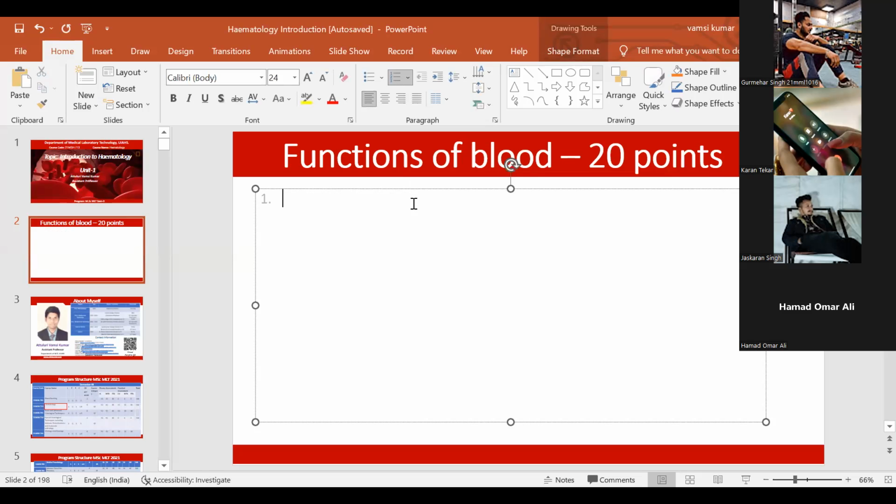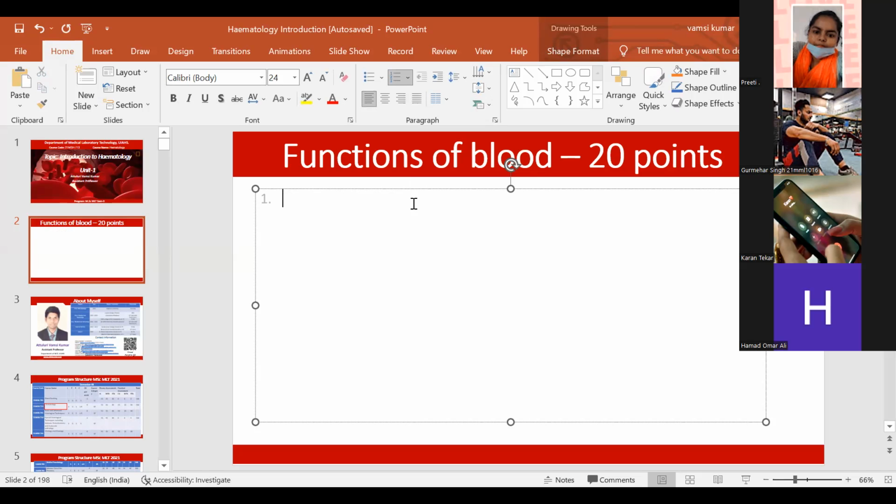So can you tell me some functions of blood, students? I need at least 20 points. So crank it up, everyone, it should be a brainstorm. What are the basic functions of blood? First one is very simple, to carry oxygen from lungs to the tissues, very good, and carbon dioxide. Next, other function, quick. I have very less time.